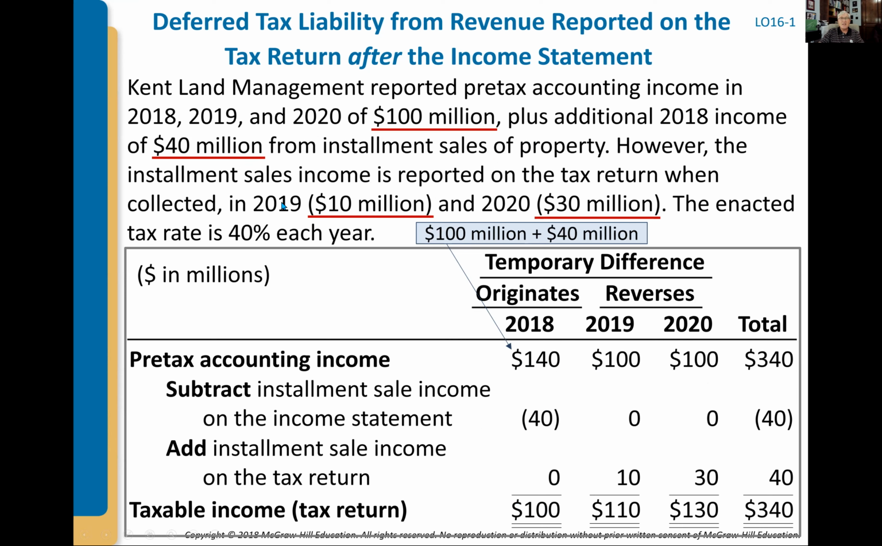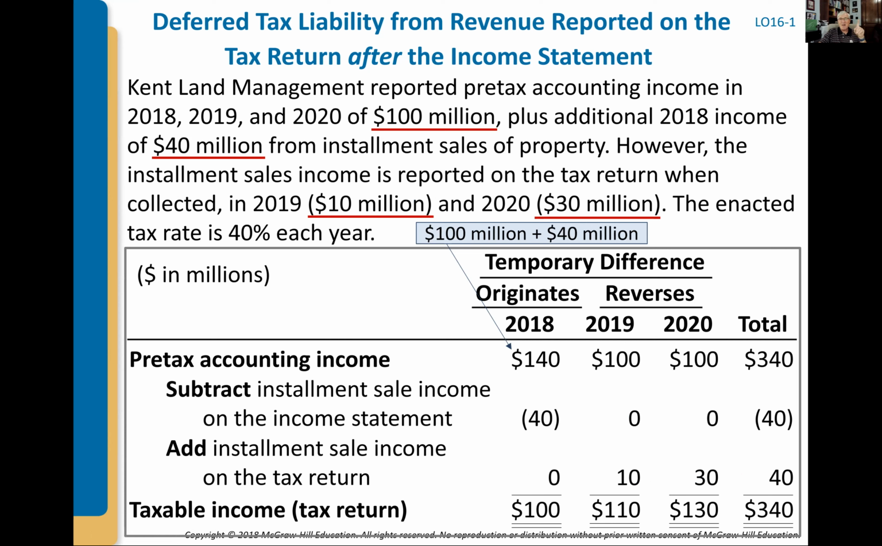When the installment note receivable is collected, and we received 10 million in 2019 and another 30 million in 2020, that's when it hit the tax return. So notice in the first year, book income is higher than tax income.